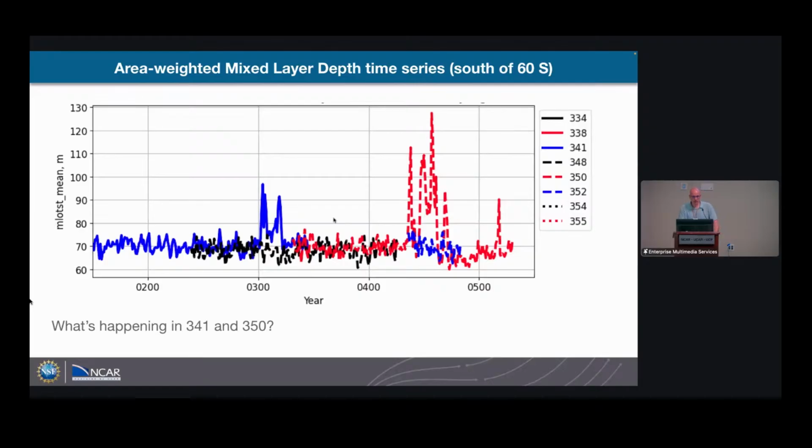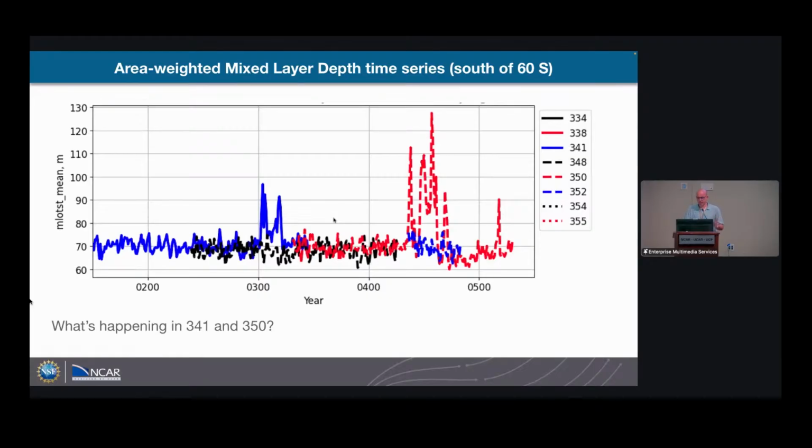Okay, in trying to understand these ACC oscillations, I started plotting different things, and one of them was the area-weighted mixed layer depth, south of 60 south, and I've done that for all these simulations that we're using in the different time series. And then you see this scenario, and there are two things that pop up. Case 341 and case 350 have these jumps. So what's going on in these cases? And some of you might already guess.